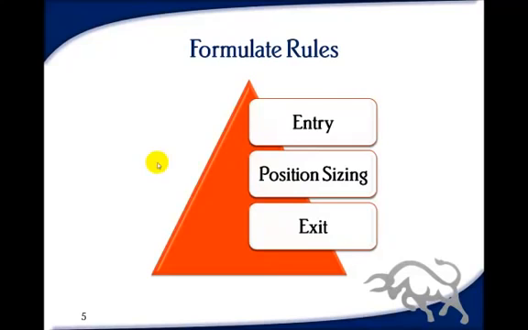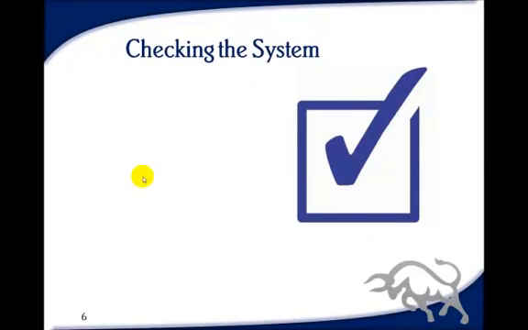You have the entry, where you're going to start your trade, and the position sizing, how much you're going to put into it. And the exit is where you're going to take it out, and where you're going to minimize your losses if that happens to be a losing trade. That doesn't happen fairly often. You minimize your losses. You formulate rules, you make them unambiguous, so that if you were to hand them to another person, they'd be able to follow those.